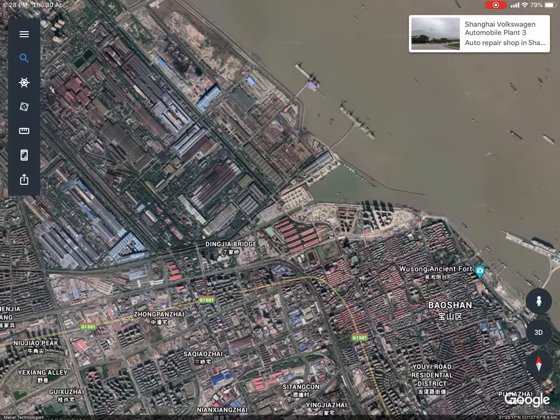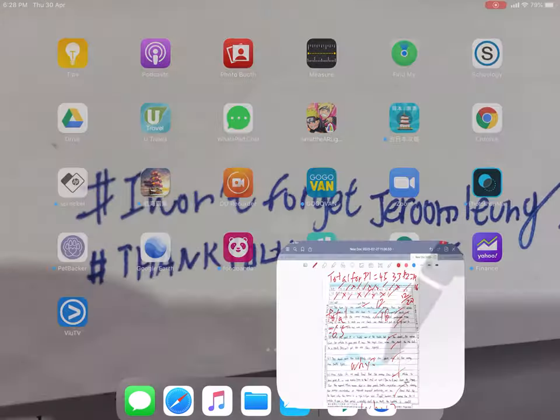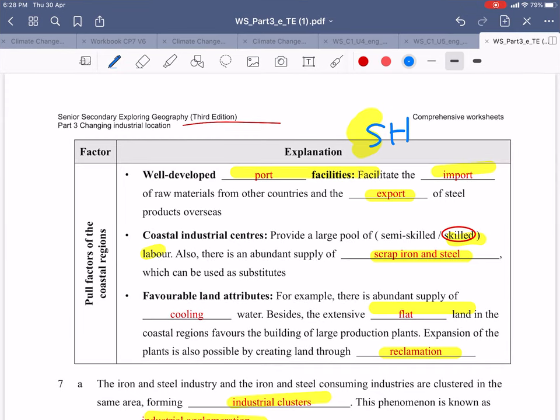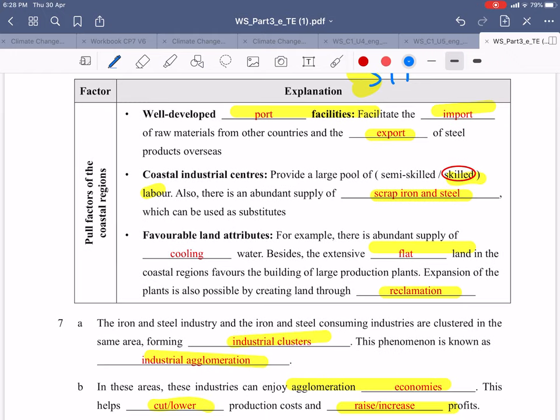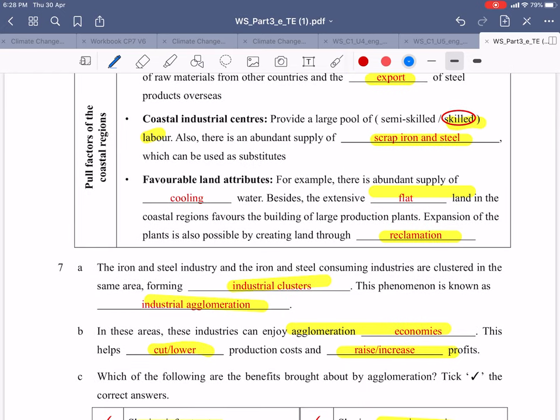Okay, and then coastal industrial centers. As you can see, for the Paoshan district, there are already almost 2 million people there. Some of them are skilled labor. And also, a large area, talking about the whole Shanghai area, can be a good provider of scrap iron and also steel. Okay? It can act as a substitute.